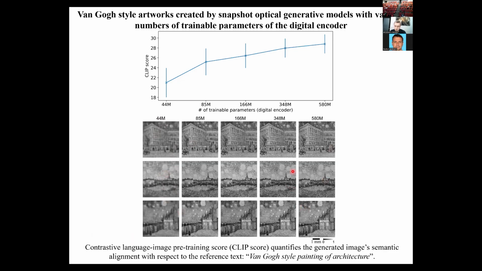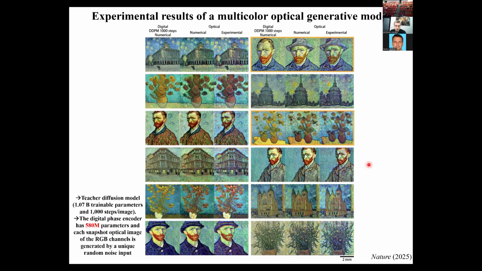All of these are new content following the style of Van Gogh, created from random noise that's never seen before. By using red, green, and blue illumination in sequence, we were also able to generate these colorful images that also sometimes deviate from the diffusion model, but sometimes agree very well with it. To emphasize, the digital diffusion model is using here about 1 billion parameters, but more than that, it's got 1,000 steps as part of this iterative denoising process.